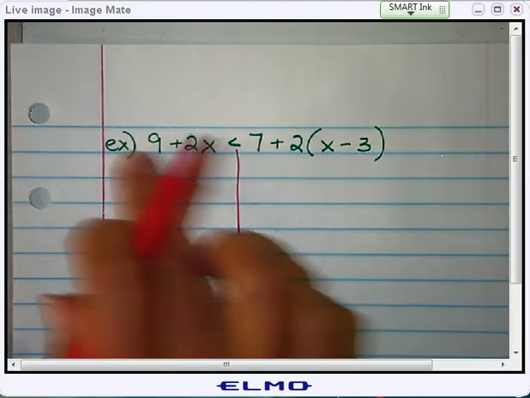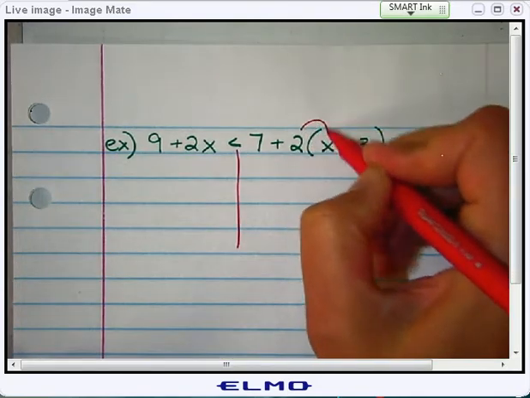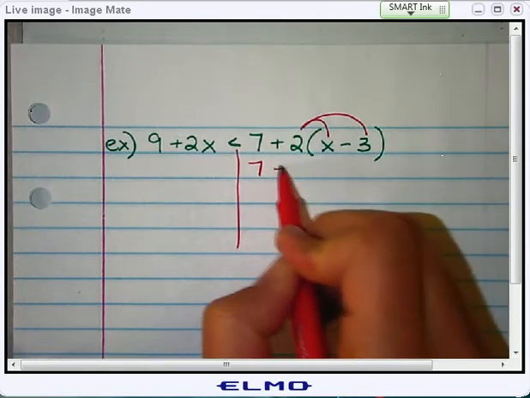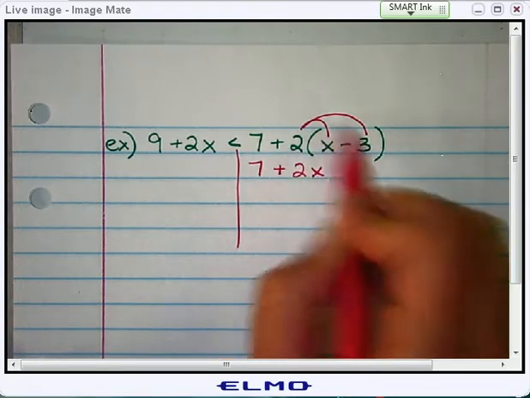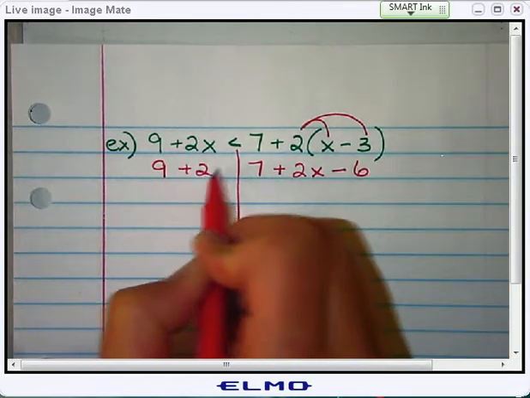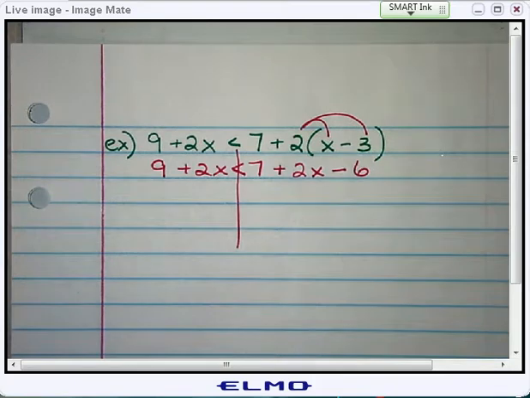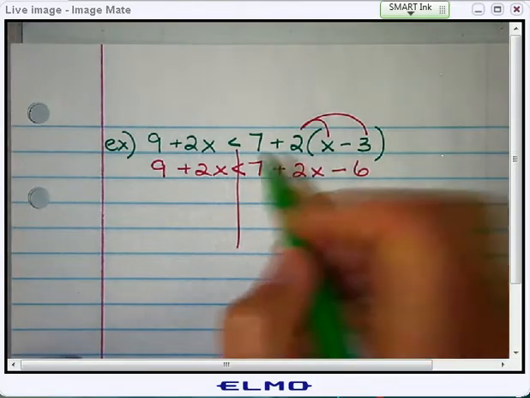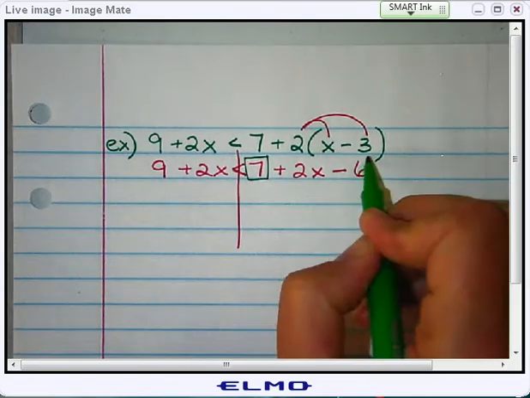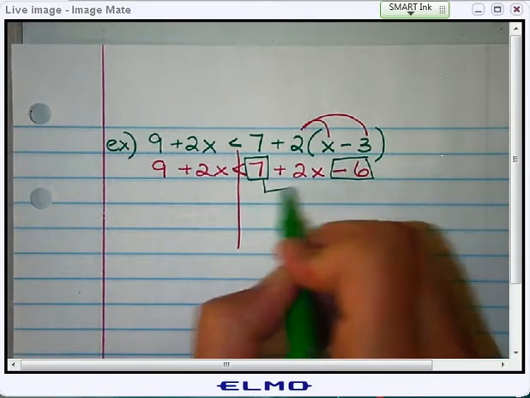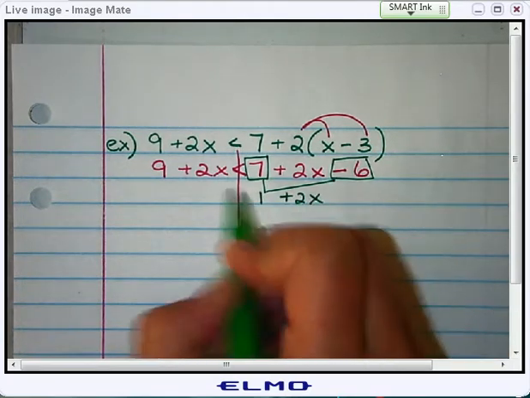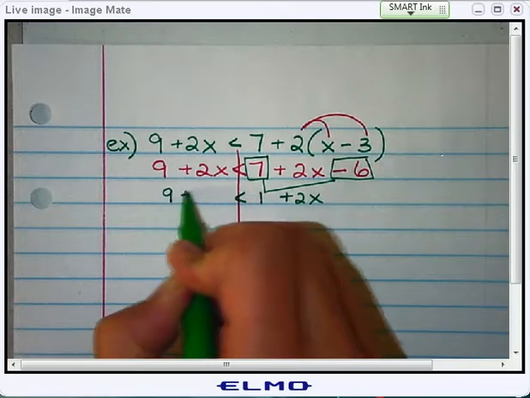First of all, looking at both sides, it looks like I can distribute over here. So I'm going to go ahead and do that. I've still got the 7. This becomes plus 2x. This becomes minus 6. I've still got the 9 plus 2x over here and the same symbol. All right, it looks like I've got some like terms over here I can combine. I've got a positive 7 minus 6. Those two together gives me just 1. I still have the plus 2x less than 9 plus 2x.